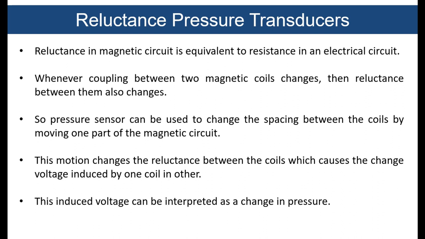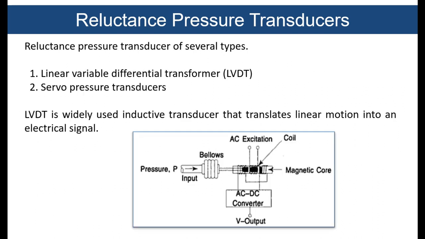How are we getting the change in voltage? The coils induce some magnetic voltage from one coil to another, and as we change the distance between them, there is a change in reluctance, and that change in voltage is induced from one coil to the other. Due to this change in voltage, we can understand the change in pressure, and that measurement will give you the pressure change data. That was the reluctance pressure transducer.